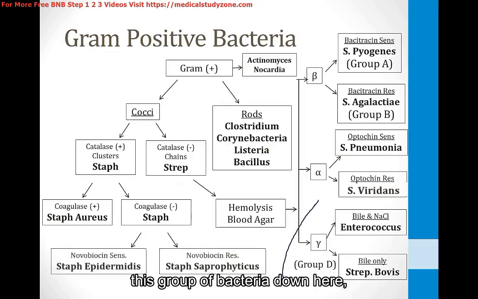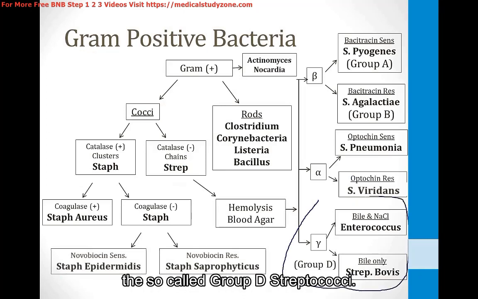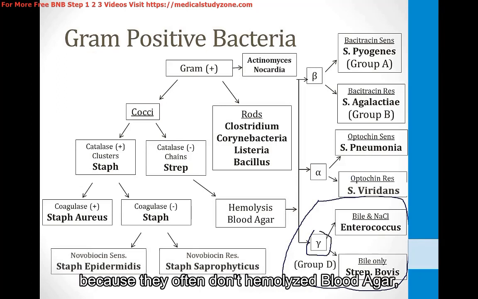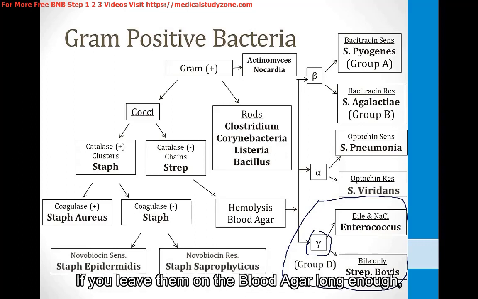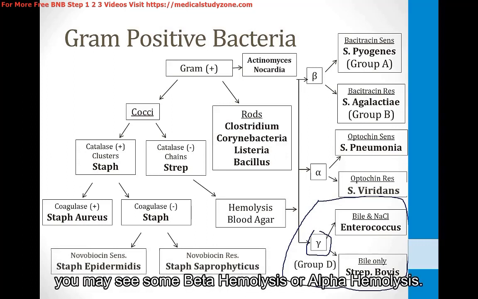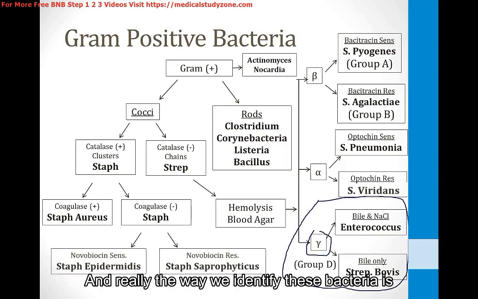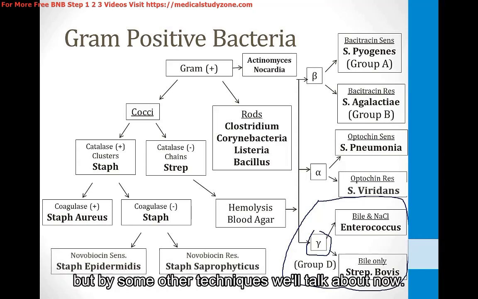Next, we're going to talk about this group of bacteria down here, the so-called Group D streptococci. And they're called gamma hemolytic because they often don't hemolyze blood agar, but in reality, their hemolysis patterns are variable. If you leave them on the blood agar long enough, you may see some beta hemolysis or alpha hemolysis. And really, the way we identify these bacteria is often not by the hemolysis pattern, but by some other techniques we'll talk about now.